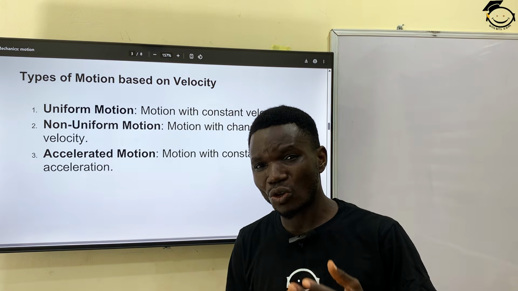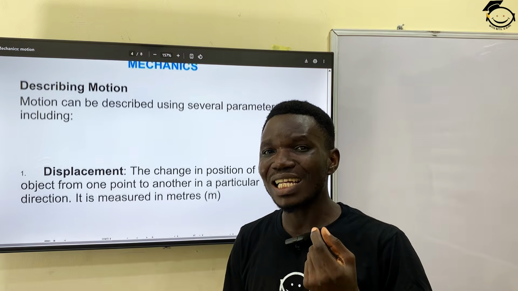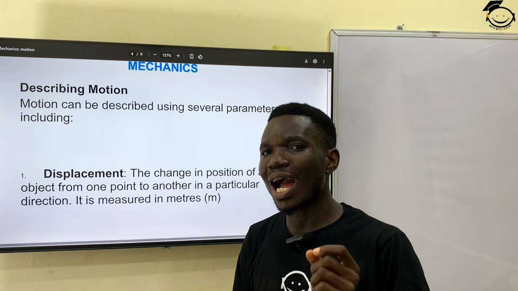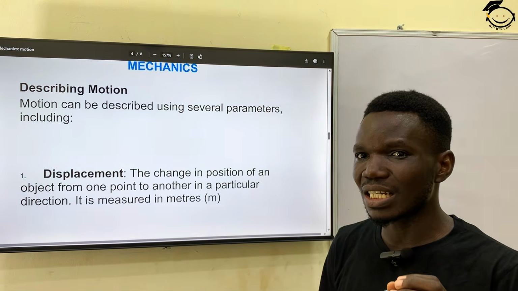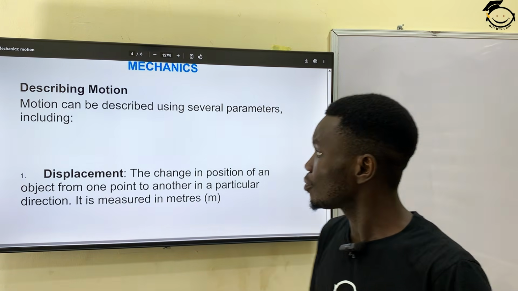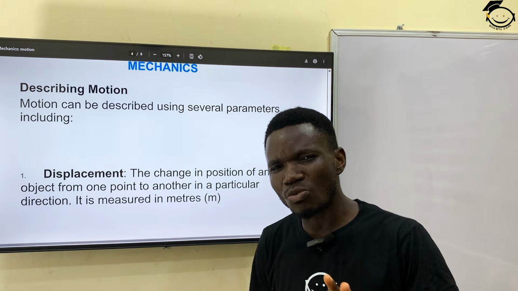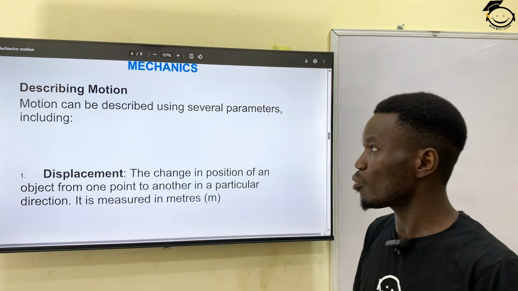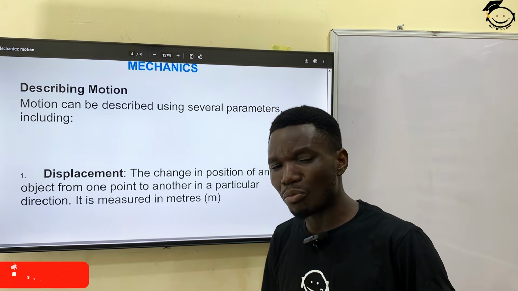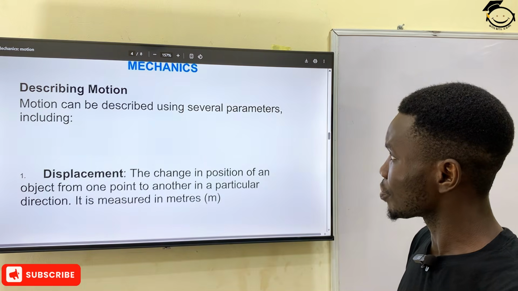This is a type of motion in which a body moves at regular intervals with a particular speed or increase in the displacement of the body. So moving on, we have certain parameters that describe motion. If you want to describe motion, there are certain parameters that must be in your description of motion.